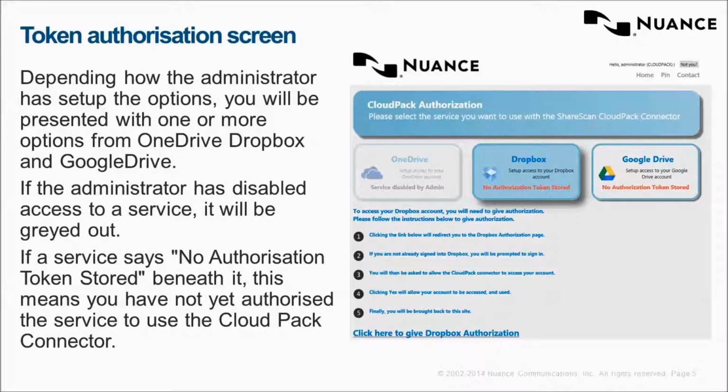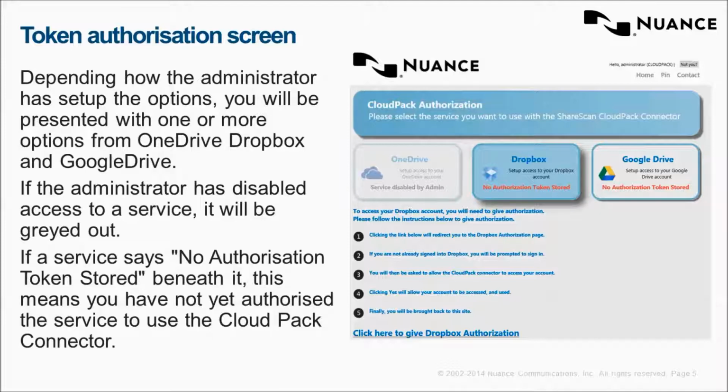This is the token authorization screen. Depending on how the administrator set up the options, you'll be presented with one or more options from OneDrive, Dropbox, and Google Drive. If the administrator has disabled access to a service, it will be grayed out. You can see here on the screenshot that the OneDrive connector service has been disabled by the administrator. So if a service says no authorization token stored beneath it, this means you've not yet authorized a service to use the Cloud Pack connector.